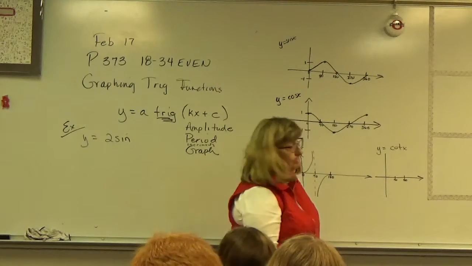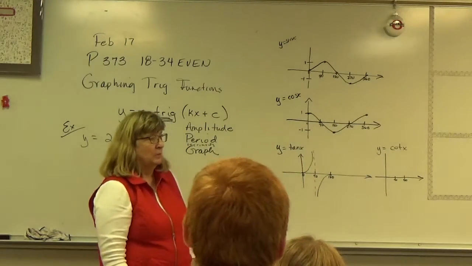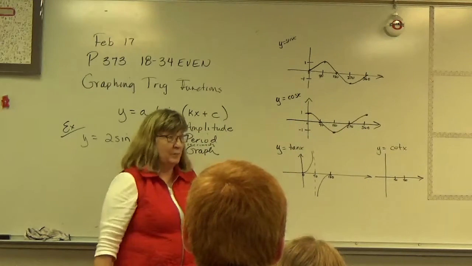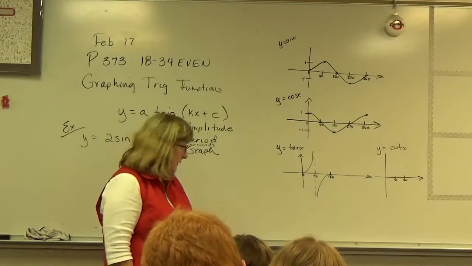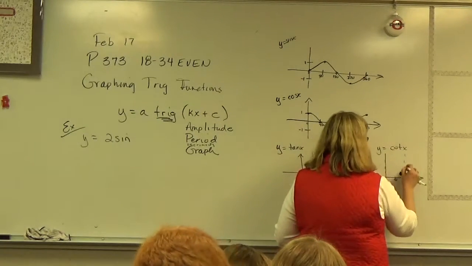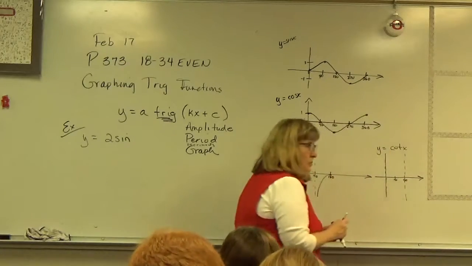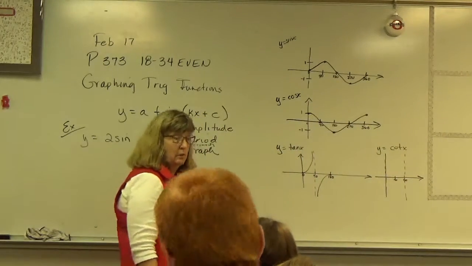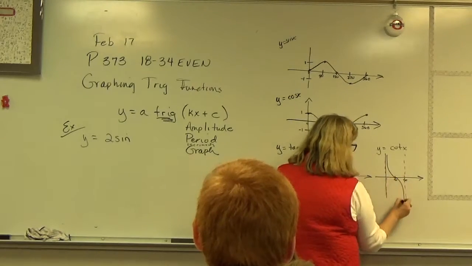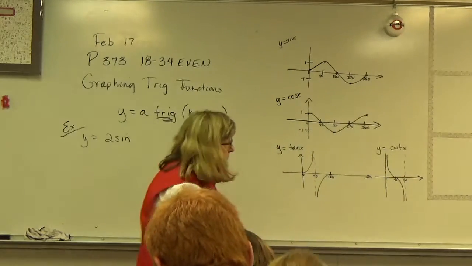Okay, cotangent. Where is the asymptotes? 0 and 1. Beginning and end. I don't like to say 0 and 180 because it's going to change. So we're going to say beginning and end. And now what's the cotangent curve look like? Starts high, ends low. Starts high, ends low.